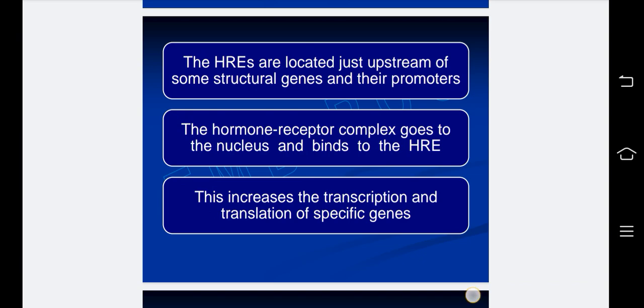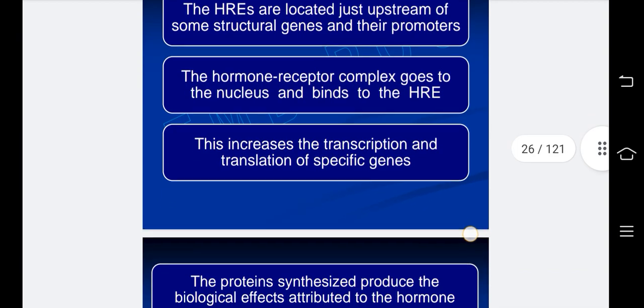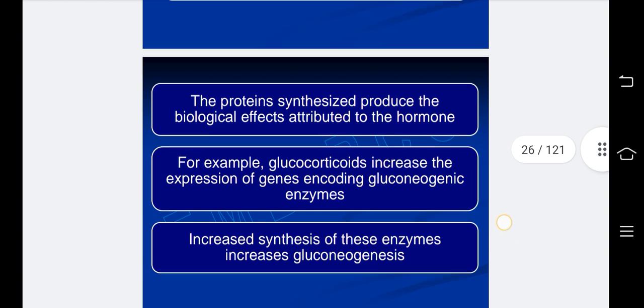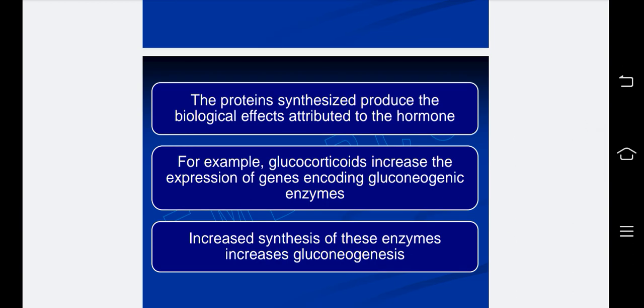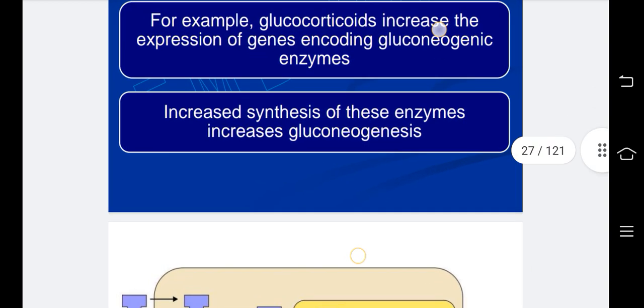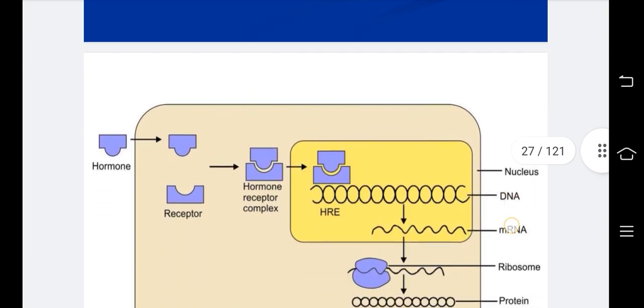This increases the transcription and translation of specific genes. Then the protein synthesized produces the biological effects attributed to the hormone. For example, glucocorticoids increase the expression of genes encoding gluconeogenic enzymes. Increased synthesis of these enzymes increases gluconeogenesis.